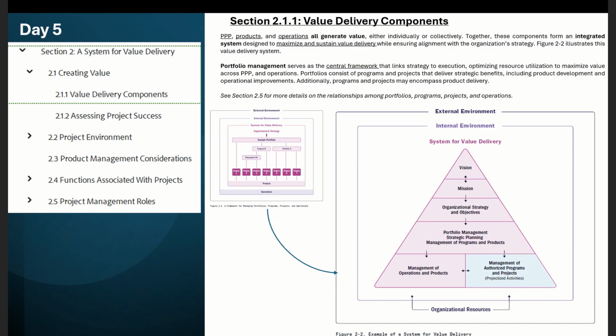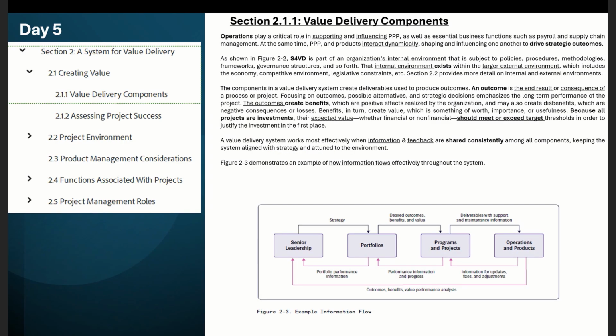That is how to improve this system and how to connect the organization's resources inside any kind of organization. For that reason, you can also find here everything regarding the operations and the value of these companies. The most important point of this part is that a value delivery system works most effectively when information and feedback are constantly shared among all the components, keeping the system aligned with the strategy and authority in the environment. You can see here the main reason for how to connect these components.